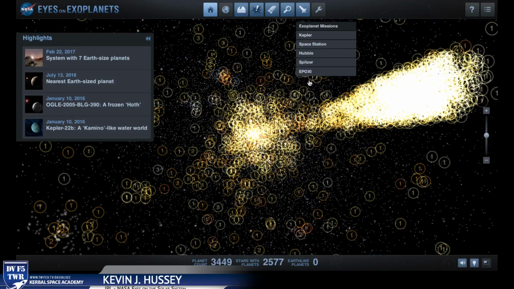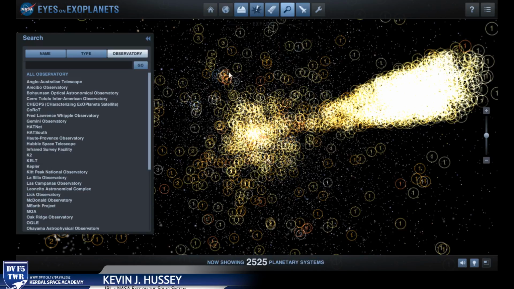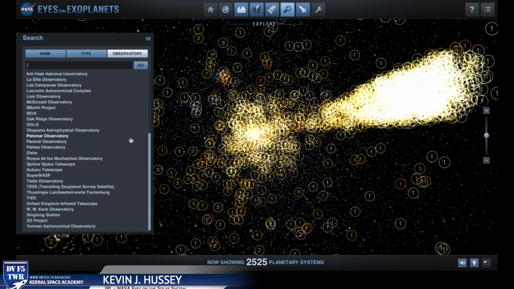In fact, what's kind of fun is under the search bubble now, we added a capability which is by observatory. So you ready? Click this, and now here are all the places that have found them. Oh wow.